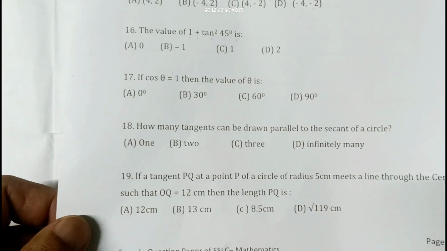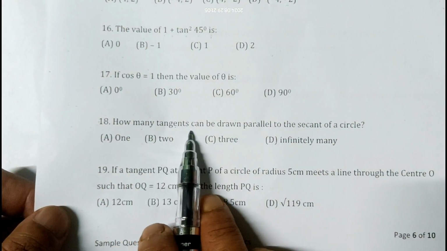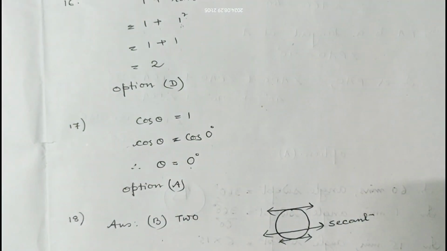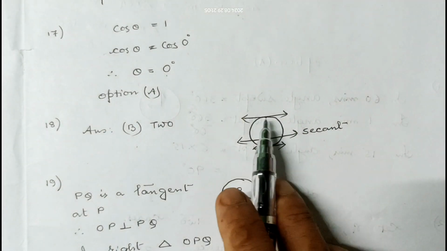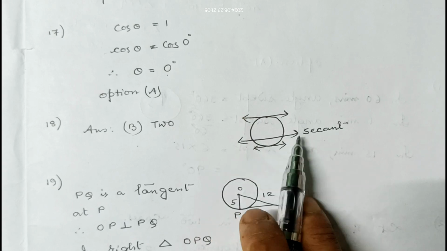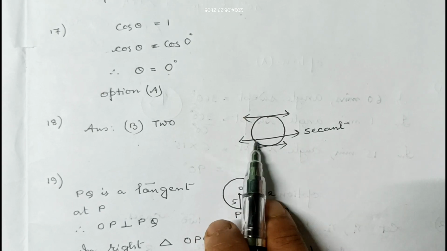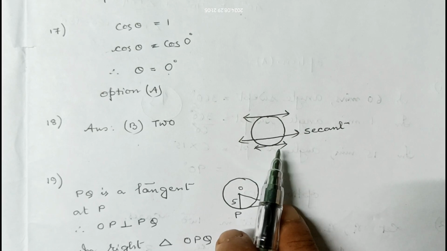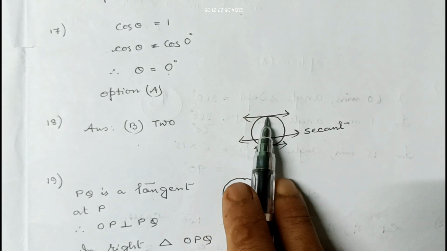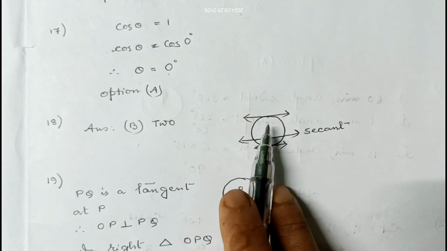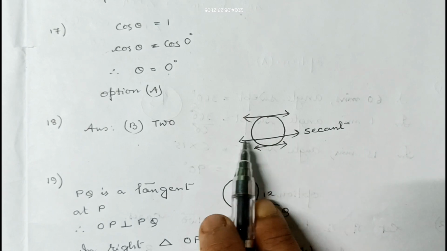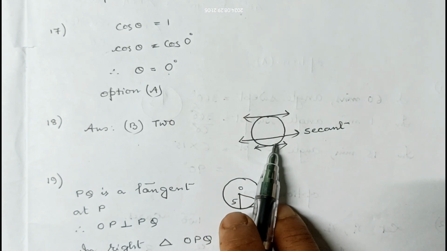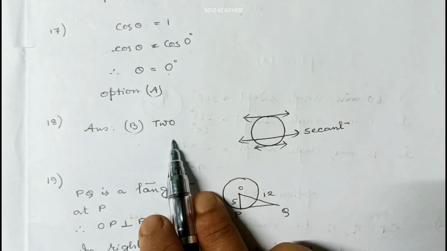In question number 18, it is given how many tangents can be drawn parallel to the secant of a circle. Suppose I draw a secant here, this is a circle, this is the secant. We know a secant is a line which cuts the circle at two distinct points. In the question it is given how many tangents can be drawn parallel to this line. So this is one tangent, this is another tangent, and these two tangents are parallel to the secant. So two tangents can be drawn which are parallel to the secant. So the correct option is E.